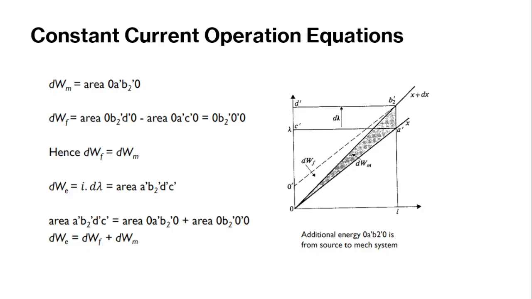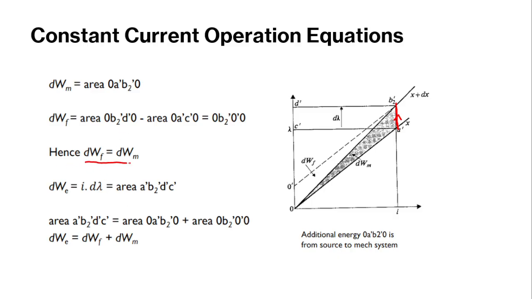So in this one, you hardly do the modulus of it because the force can be negative. And for constant currents, remember, dWm is the area, so we know this goes up and back down, constant currents.